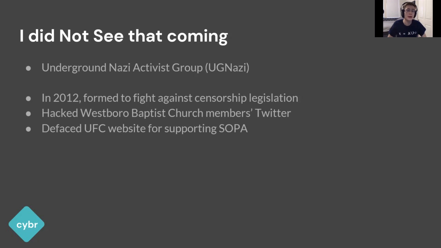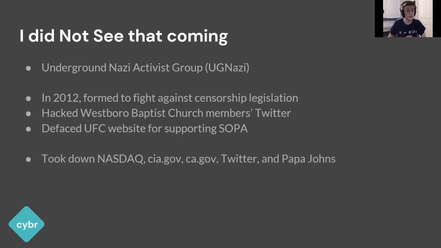They defaced the UFC website after they came out in public support of SOPA, although they got ragged on plenty for that anyways without needing to be defaced. In addition to just these two activist stunts, UG-Nazi also took down the NASDAQ, CIA.gov, California.gov, all of Twitter, and also Papa John's, which is kind of an interesting spread of websites to be credited with taking down.